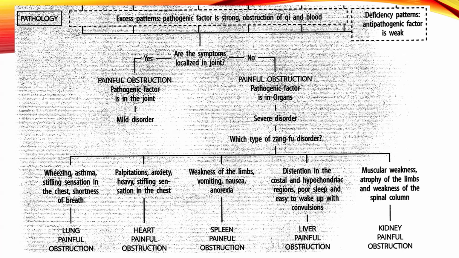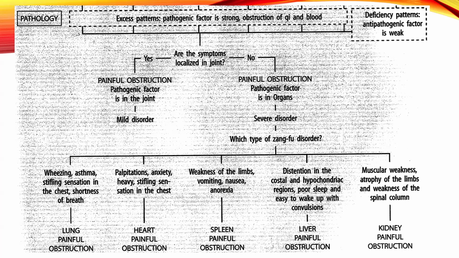So, if pathogenic factors are excess, the symptoms are localized in joints. So, if yes, there is painful obstruction, pathogenic factor is in the joint. If mild, there is mild disorder. If no painful obstruction, pathogenic factor is in organ. So there is severe disorder.